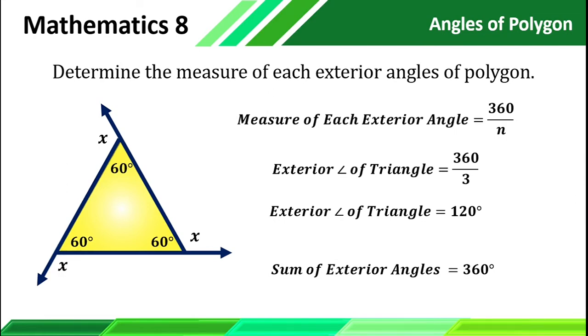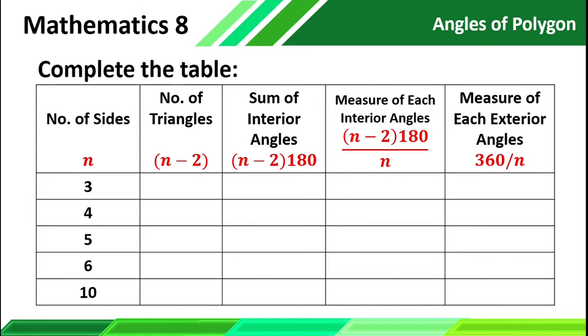Now, let's apply these formulas in this table. I have here the number of sides, the number of triangles, the sum of the interior angles, the measure of each interior angle, and the measure of each exterior angle of a polygon. Complete the table, pause the video for a while, and I will review the answers afterwards.